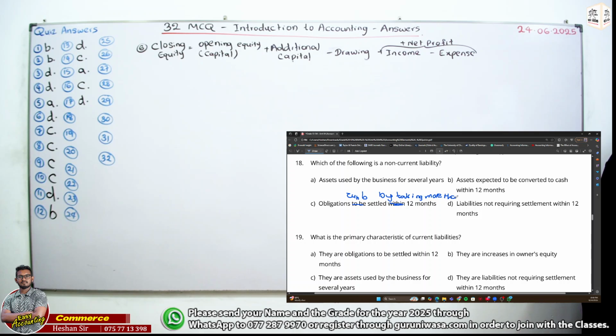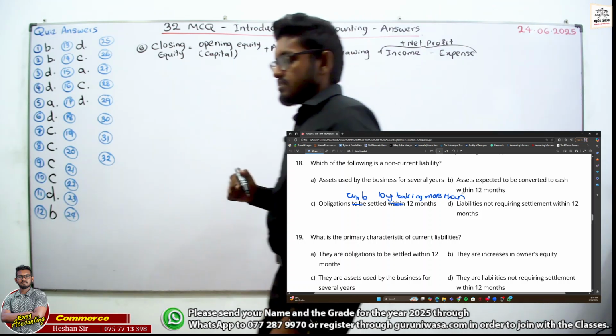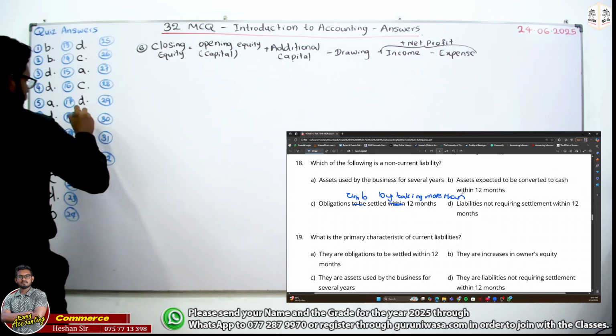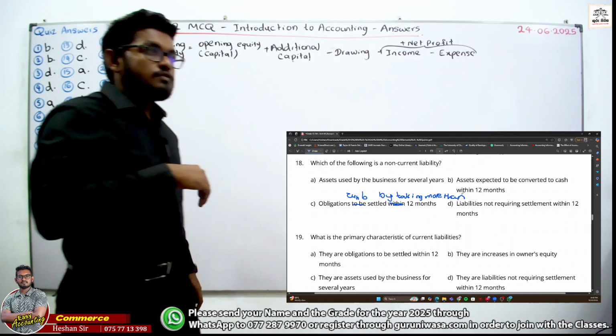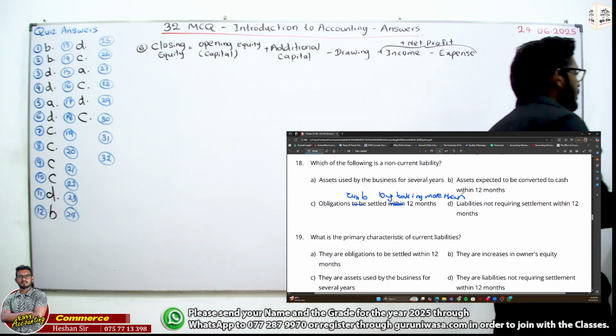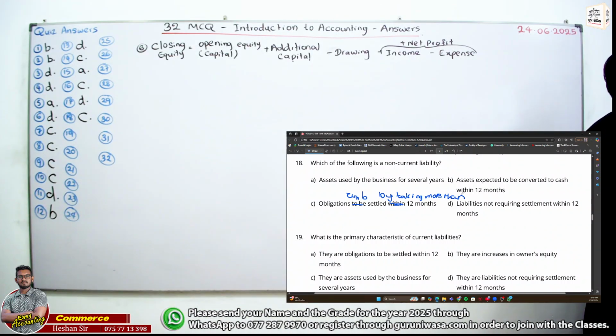Those who don't have a printout of the tutorial, write it down. We need to settle, but full settlement will take more than 12 months. Easy, clear to you guys? Right?